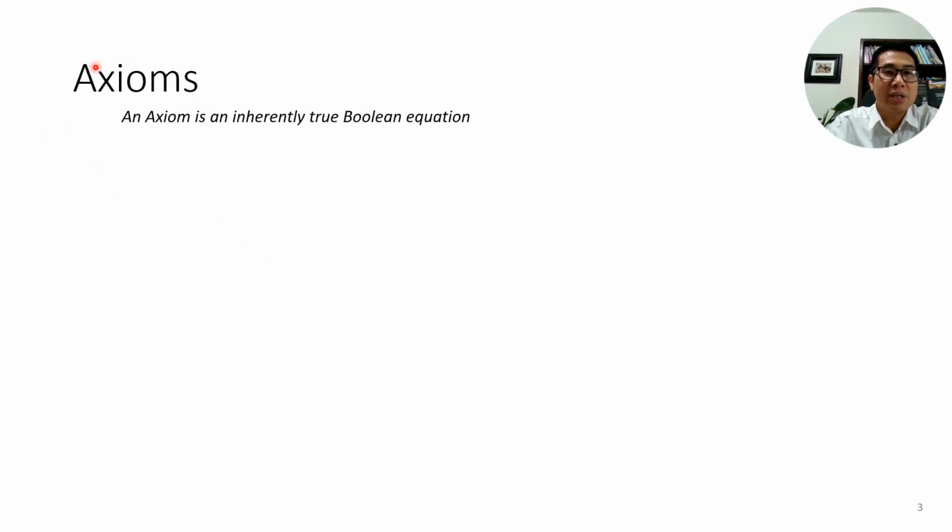Now, this one is again axioms. We'll first start with axioms, and an axiom is an inherently true Boolean equation. When we learn axioms and also theorems, we'll learn the axiom itself, and at the same time we'll have its dual form. So almost all Boolean algebra axioms and theorems have their form plus their dual form. What it means is you just simply convert everything from AND into OR, and 1 into 0, and then you're going to have its dual form.